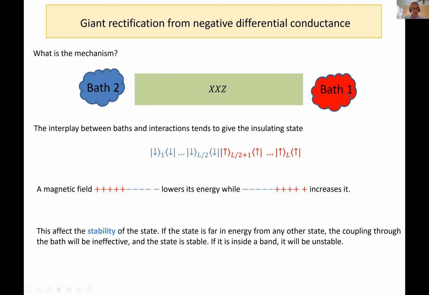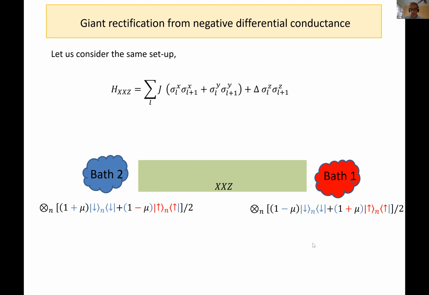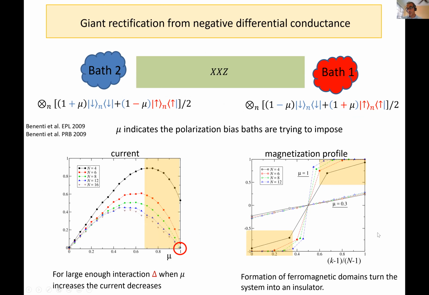So continuing, the question obviously is: what is the mechanism that generates such an effect? The interplay between the boundary drivings and the interactions, as was studied by Benenti, Dario and so on, tends to give this state in which half of the chain points down and half of the chain points up. This was discovered before, and just to give you an idea, this is what we showed here. These strong domains turn the system into an insulator. Okay, let me go back.